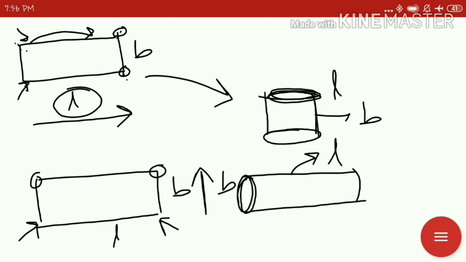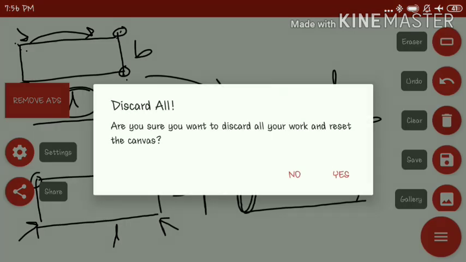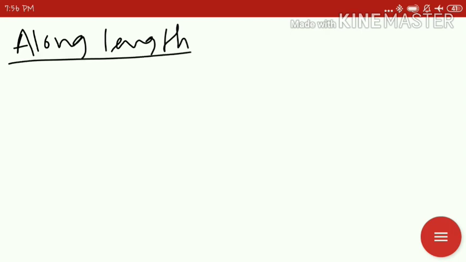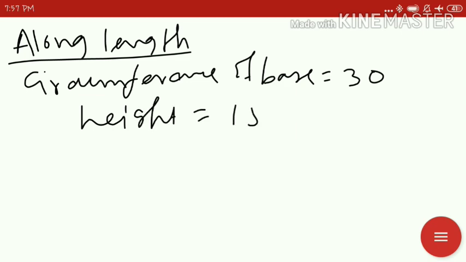If you are able to find out this one, that which part is going to form which one, then you can easily solve this problem by yourself. Okay, now first I am going to put a heading. When we roll it along the length, then the circumference of base should be equal to the length and the height should be equal to the breadth.